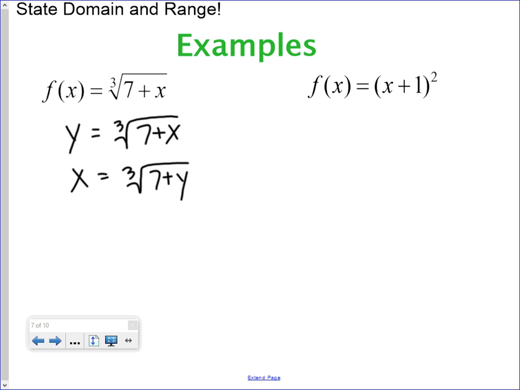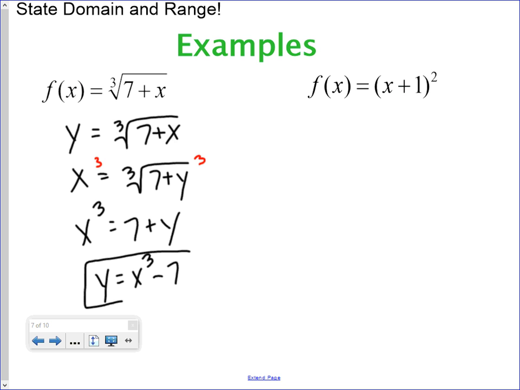How did you get y all by itself? What sorts of things did you and your groups possibly do? Cube both sides. Everything's trapped under the cube root, so we got to cube both sides right away. So we'll get x cubed equals 7 plus y. Now to get y all by itself, subtract 7.